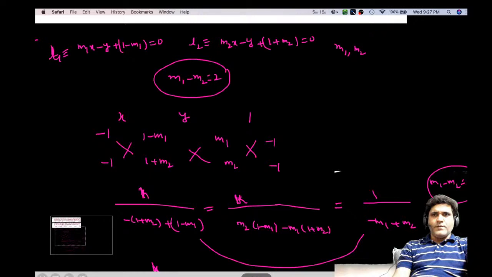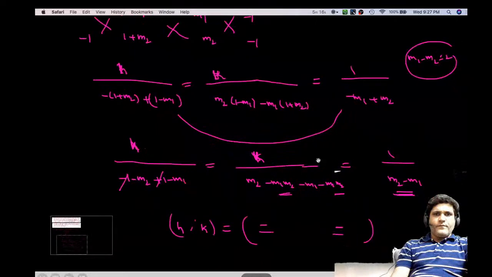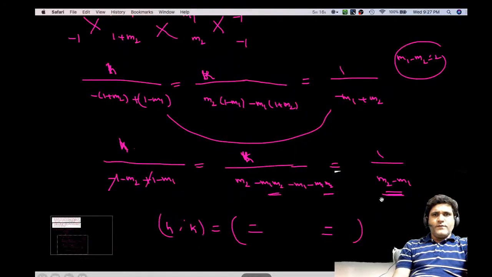Here h comma k is the point of intersection, so h comma k satisfies this equation and this equation. Then h comma k you will get in terms of m1 and m2. From here you eliminate the parameters m1 and m2.